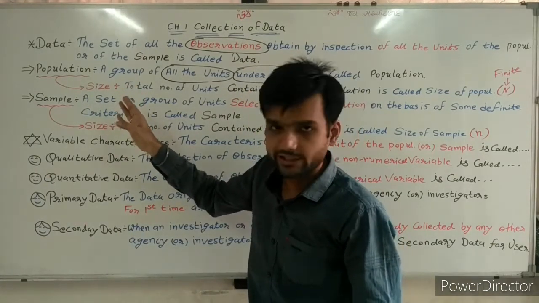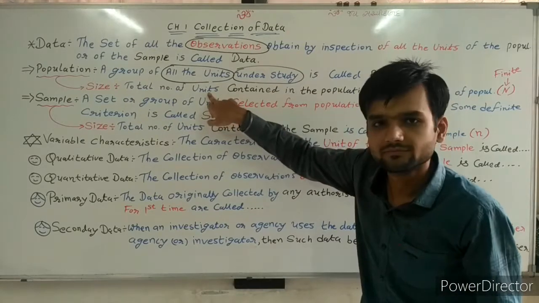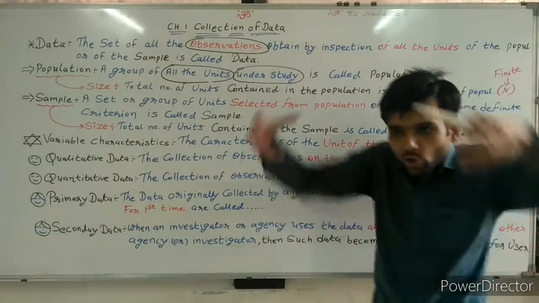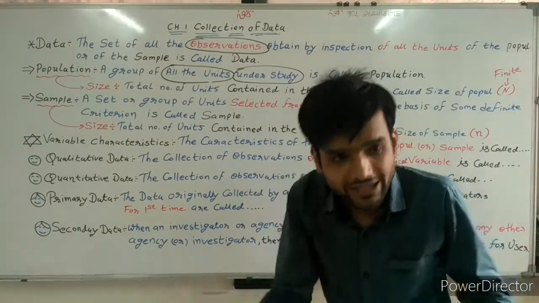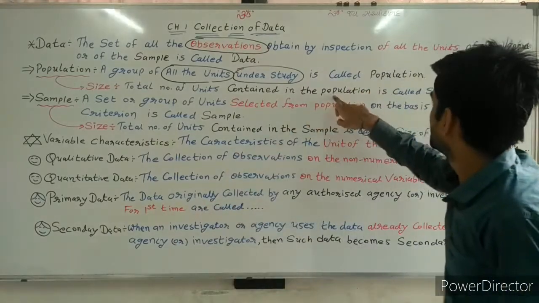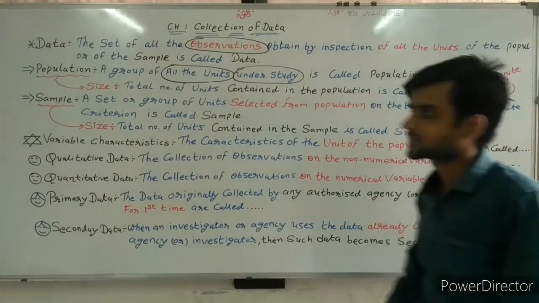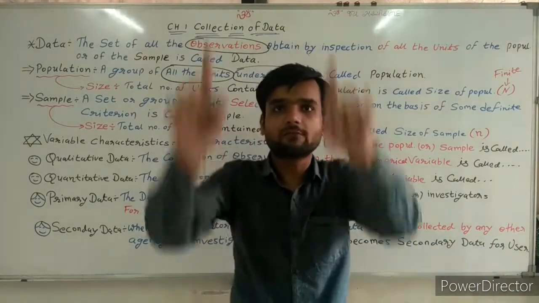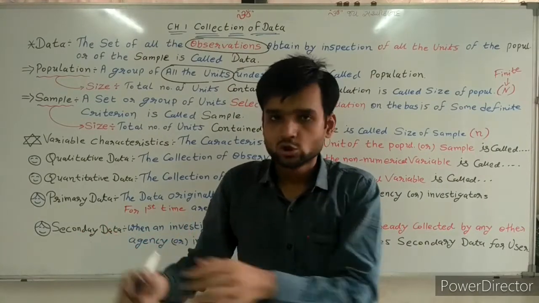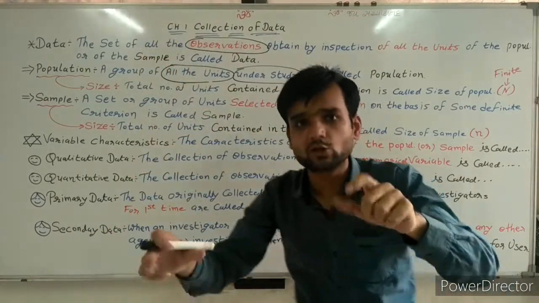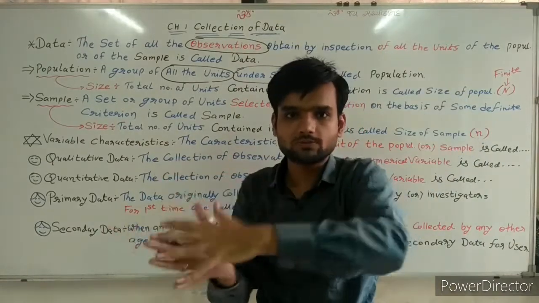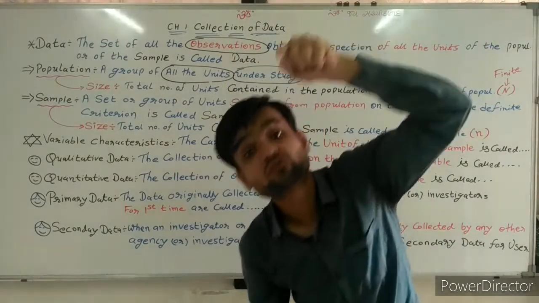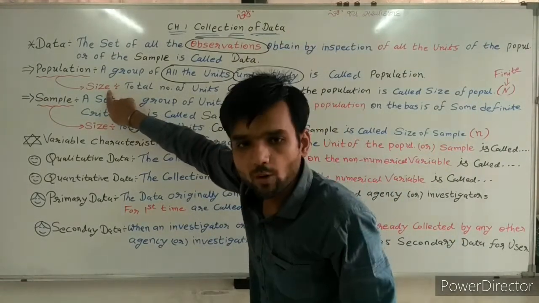Now seeing the definition: total number of units contained in the population, total number of units included in the population, is called size of population. So population means what? Whatever units are included under study. So for 11th commerce, the total subjects included in Google class, the list of those subjects is the population. Number of subjects is the size of population.